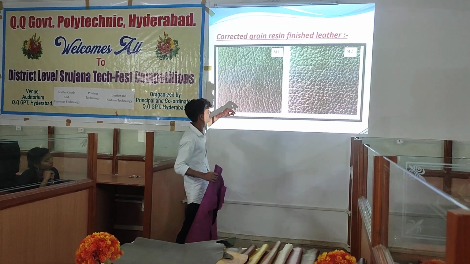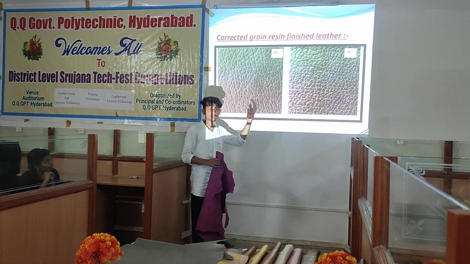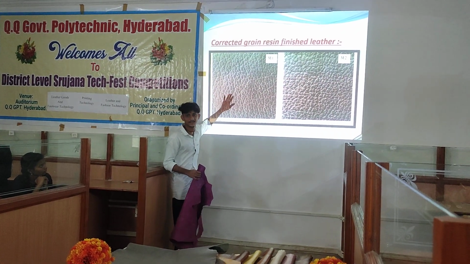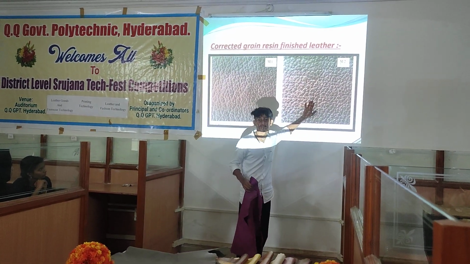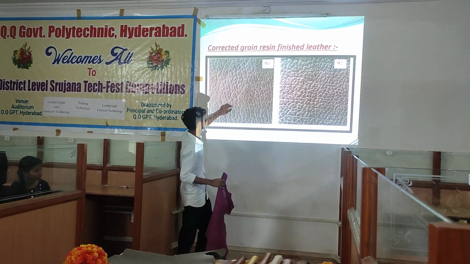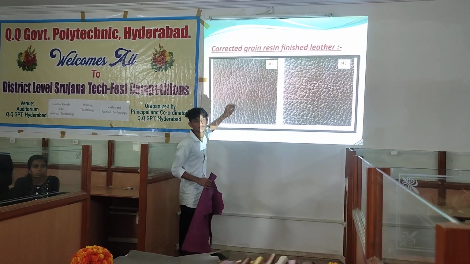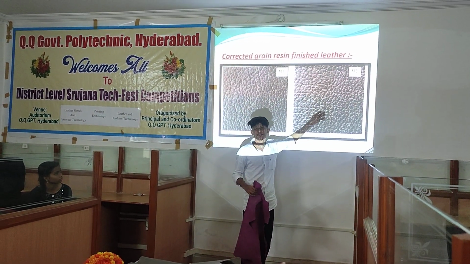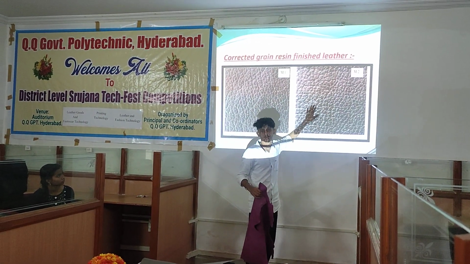Next, corrected grain. Here we can see the difference between corrected grain before and after. Here is the before image of the corrected grain resin finish leather. Here we can see the corrected grain resin finish after. Here we can see the defects, and it does not look attractive. Here we cannot see any defects, and it looks good.